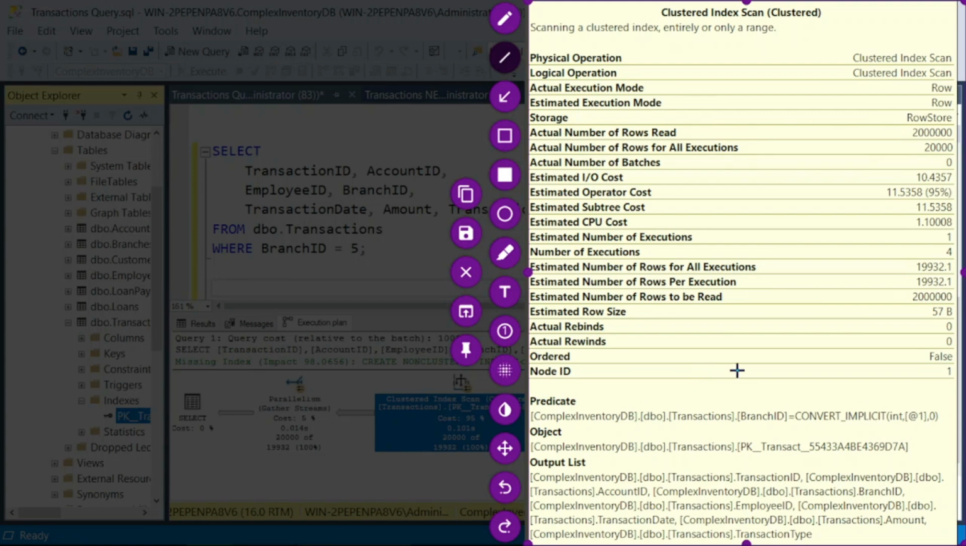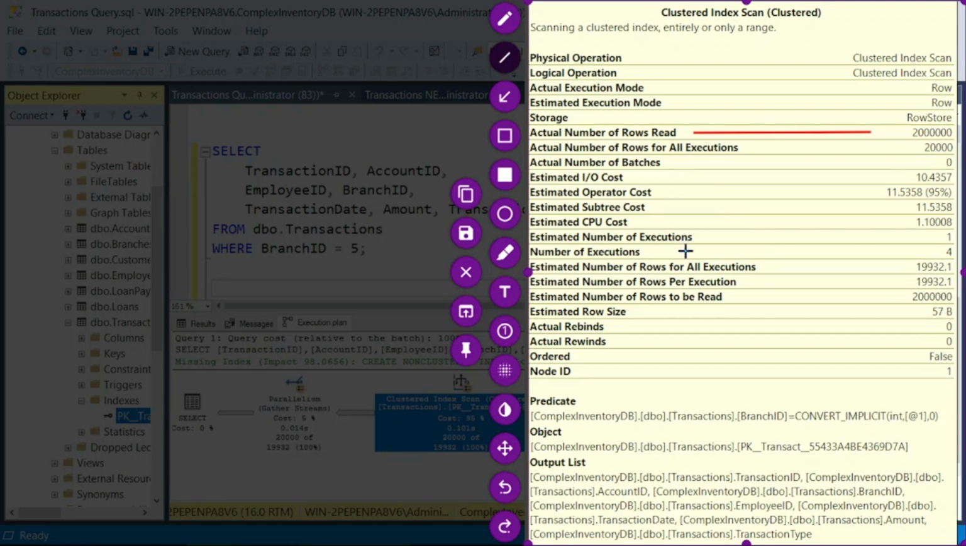If they are very different, SQL Server may choose an inefficient execution plan. Whenever you analyze an execution plan, always compare these two values. Factor number 5, actual rows read. This is one of the most important properties in an execution plan.